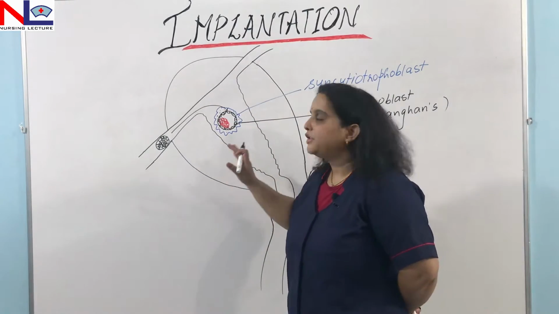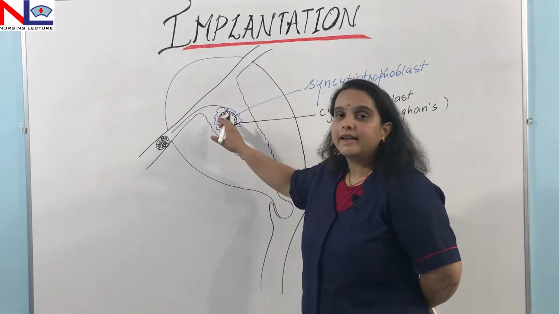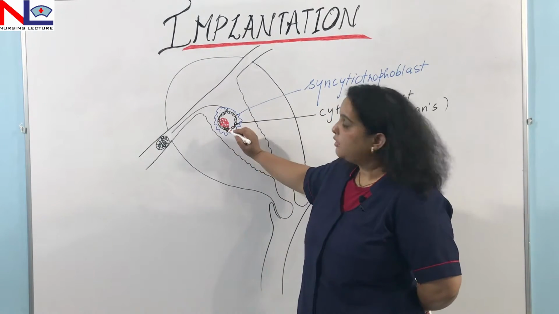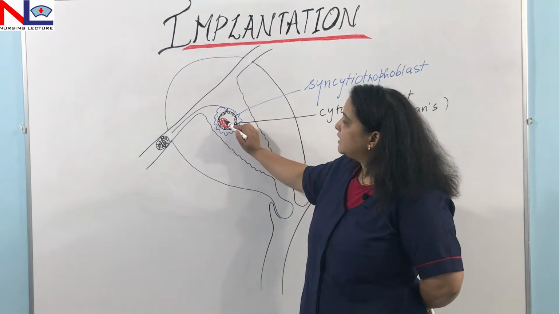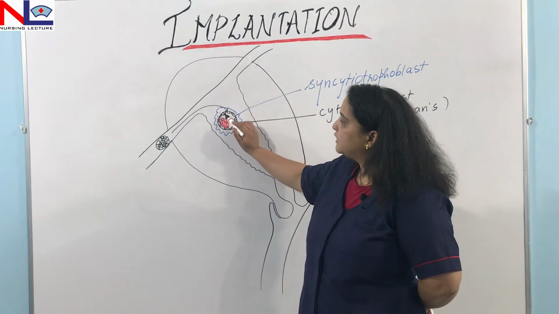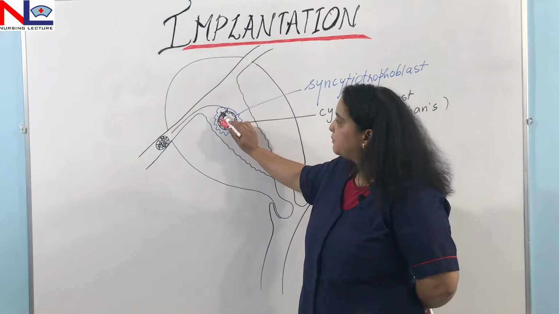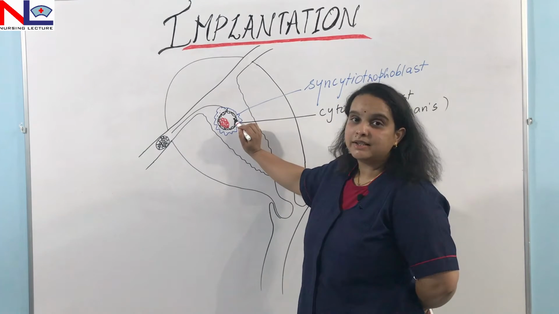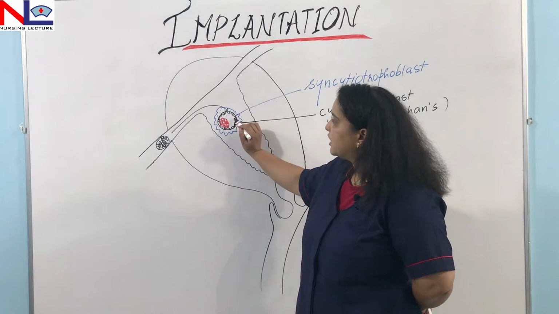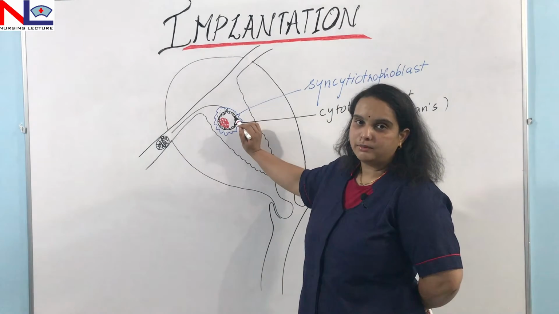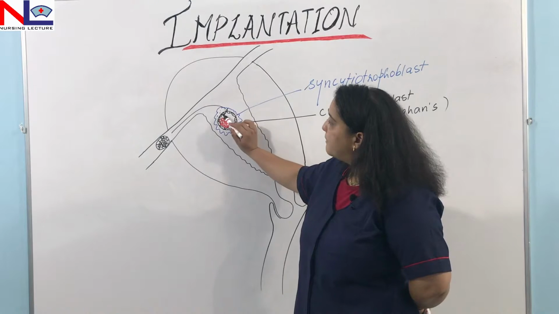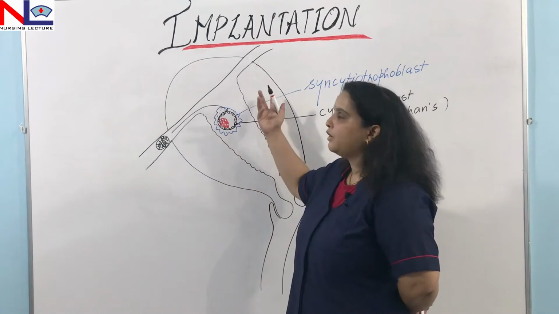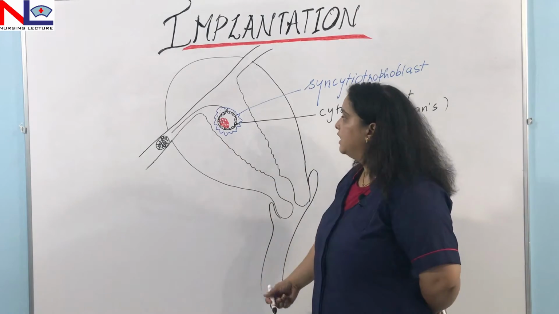The implantation process begins at the embryonic pole. What is the embryonic pole? Where the inner cell mass is attached to the trophoblastic layer, this pole is called the embryonic pole, and the other empty side of this structure is called the abembryonic pole. The embryonic pole starts moving toward the anterior or maybe the posterior wall.